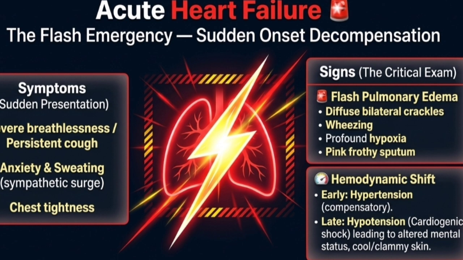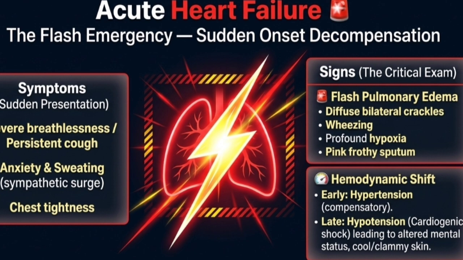But here's the catch. You have to watch their hemodynamics like a hawk. Early on, they might actually be hypertensive as their body tries desperately to compensate. But late in the game, they crash hard into hypotension and cardiogenic shock with altered mental status and cool, clammy skin. You literally have minutes to act.